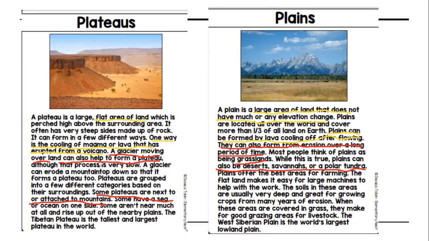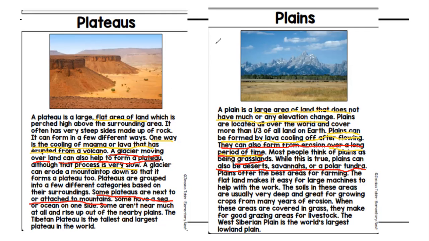There was another difference where a plateau can be formed by a glacier moving over land, and a plain can form from erosion over a long period of time. So there are two different ways that they can form, but the similarity is that it's over a long period of time for both of them. This process is very slow.